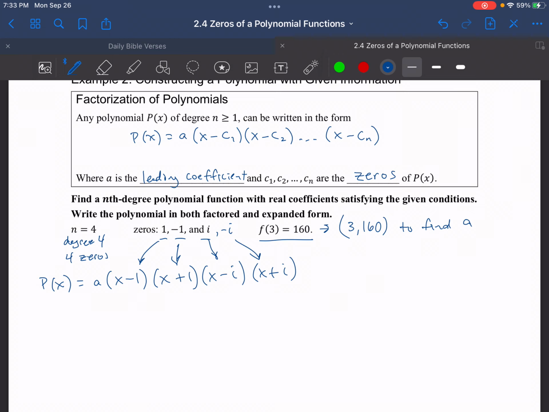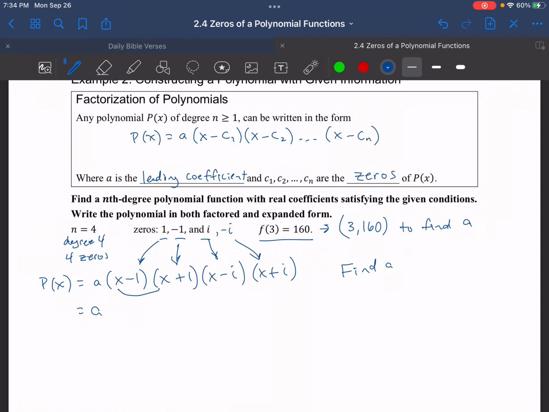And there we go, we have that in our factored form. However, we're missing what A is, so let's try and find A. Well, actually, let's find A after we compress this a little bit. So this is all factored out. We're also supposed to find the expanded form, so let's go ahead and start doing that. We'll bring the A along. x minus 1 times x plus 1. All right, we can start with that one.